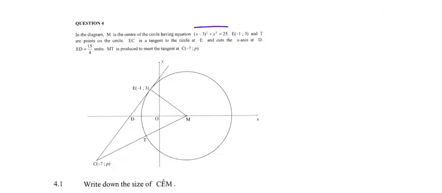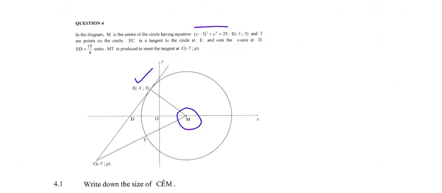Now, the next question we have is question number 4. In the diagram, M is the center of the circle having the given equation. M is the center of this circle, okay? And E is the point with coordinates (-1, 3). And T is a point on the circle.